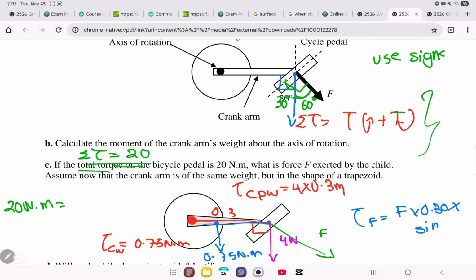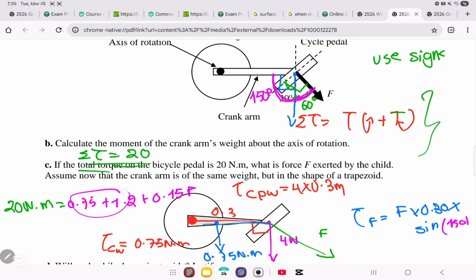Perfect. Now I have this interior angle. Not this interior angle, this angle over here. We need to add it to this 90 degrees to get the total angle made with the axis of the center of rotation. So what's it going to be? It's going to be 150 degrees, because 90 plus 60, so it's F times 0.30 times sine 150. So 20 Newton per meter is equal to 0.75 Newton per meter plus 4 times 0.3, which is 1.2, plus 0.30 times sine 150, which is 0.15, so plus 0.15 F.